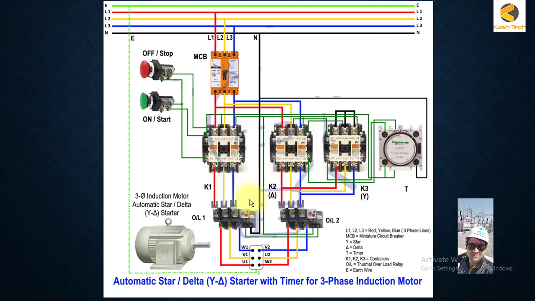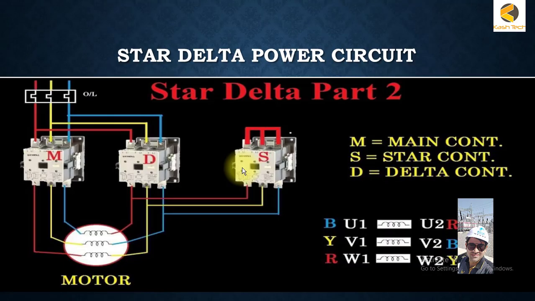Here you can also realize which components are used, and if you want to switch off, you have to press this button and this contactor will reset. It will cut the supply and the motor will be stopped. So these are basically the components used for the control circuit, and this is another simpler way.